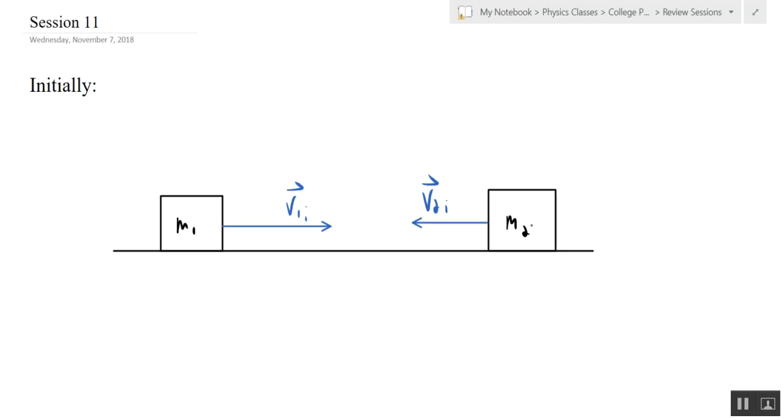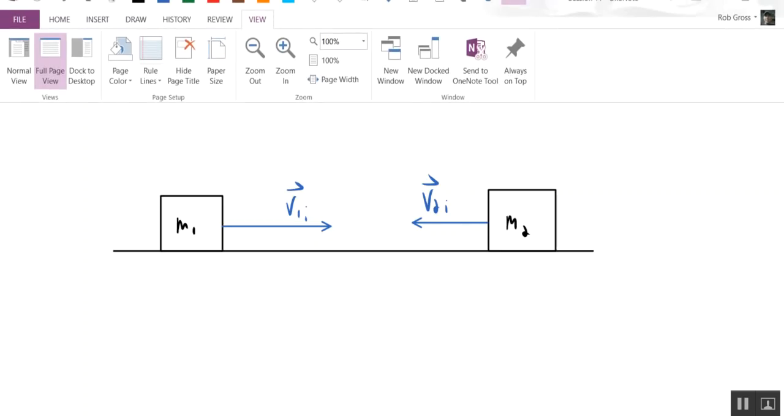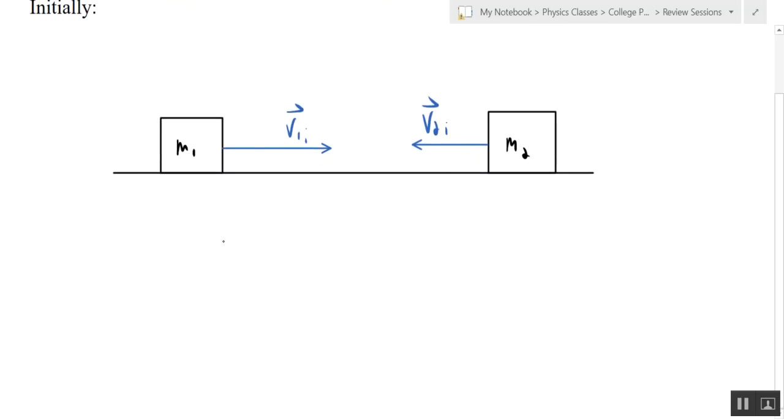Okay, so let me tell you what you know. You know mass 1, you know v1i. You know mass 2, but you don't know v2i. That's the thing that you don't know. However, you do know that it's going in the negative x direction. So what you can do is write down a general equation for the initial momentum before they collide. You should know how to do this on your own.